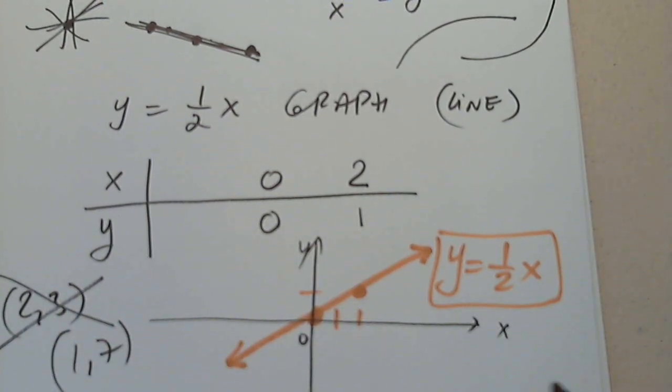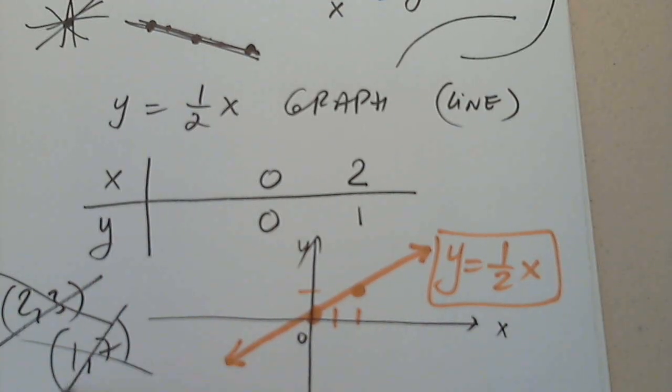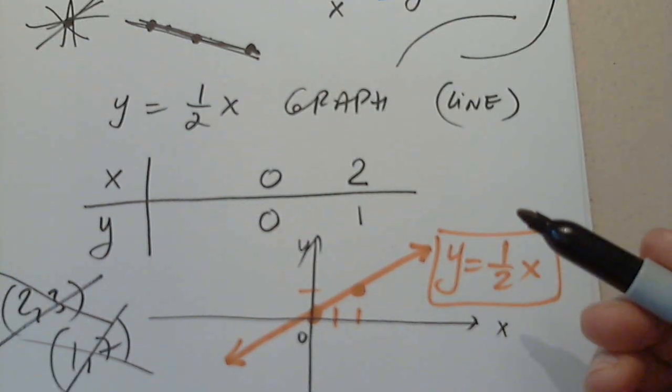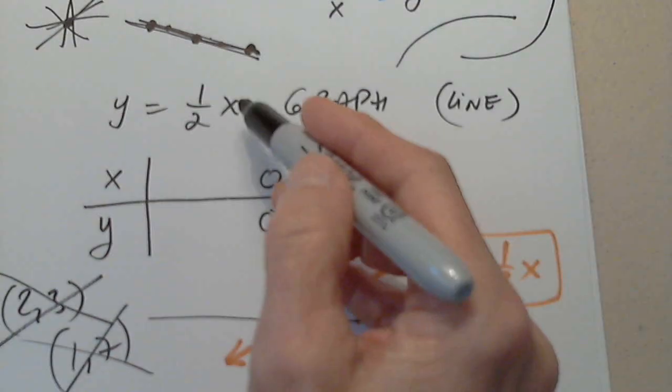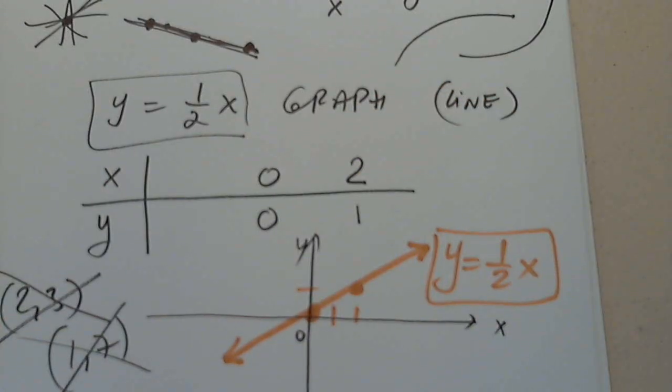No, you can't. Because when x is 1, y is not 7. So this point is not on the line. To determine points that belong to the line or verify the equation of the line, you pick x and you determine the corresponding y.